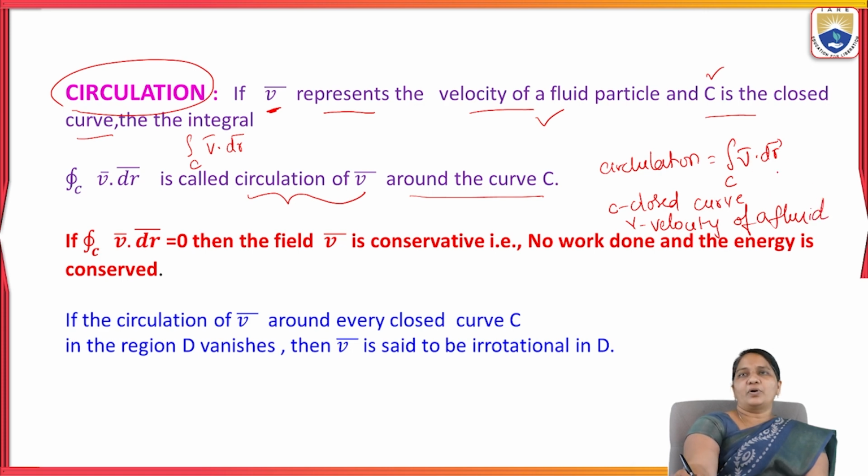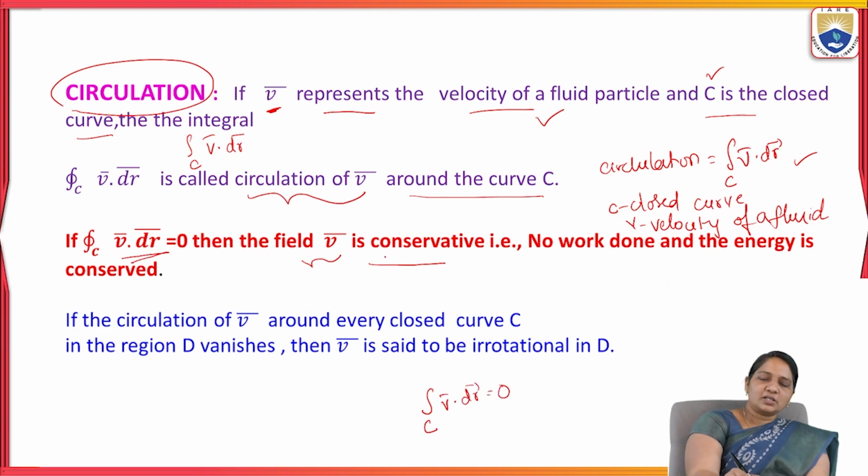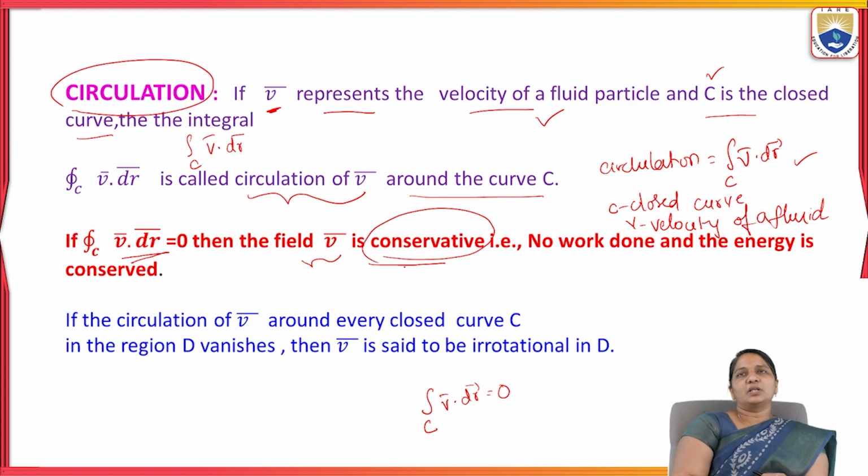So that is the dot product over C, V bar dot dr bar. Here, if the integral of V bar dot dr bar is 0, then the field V bar is conservative. So the circulation, the integral over C of V bar dot dr bar, is 0, and we can say that the field is conservative. So no work is done and energy is conserved.